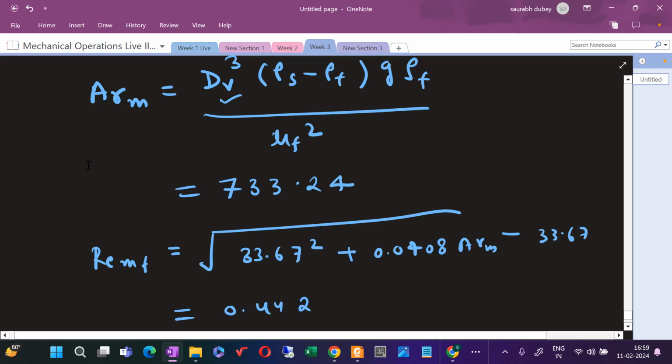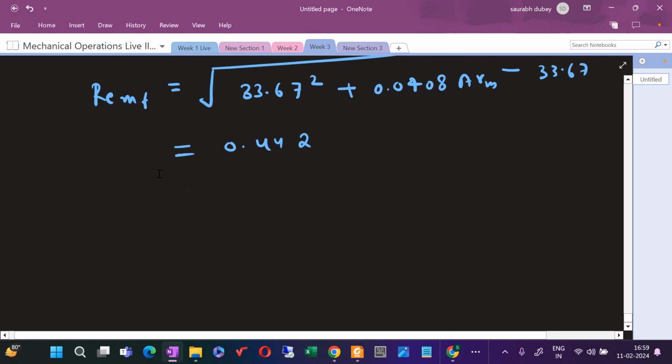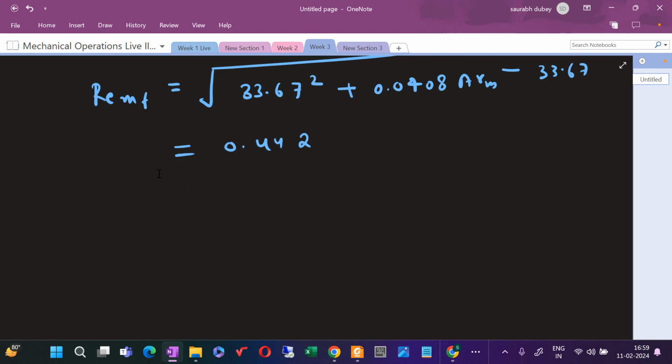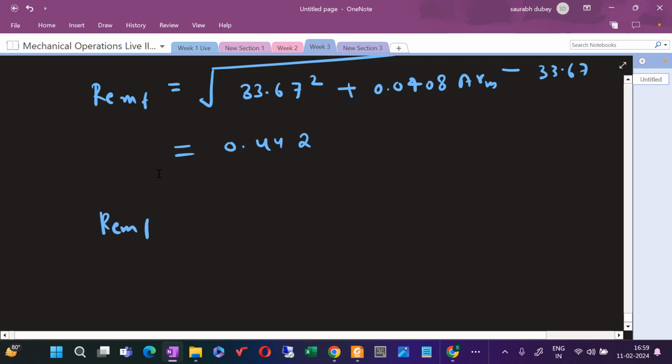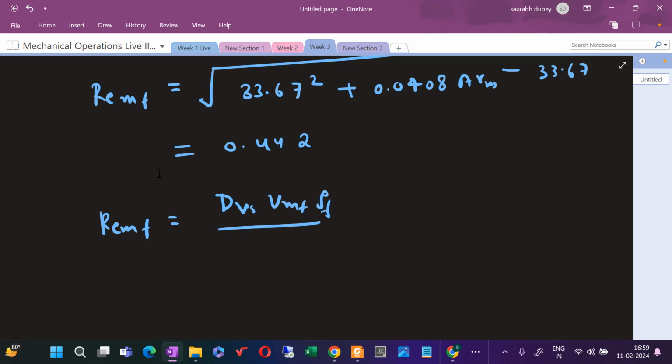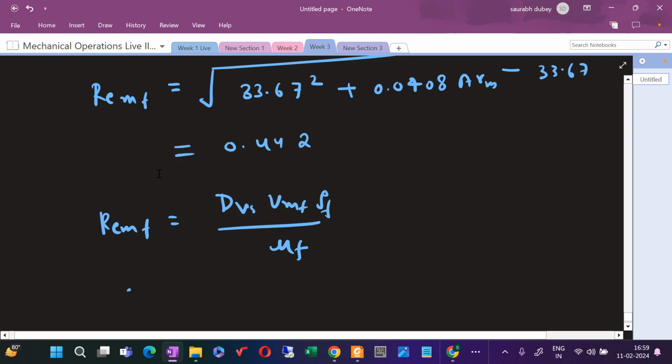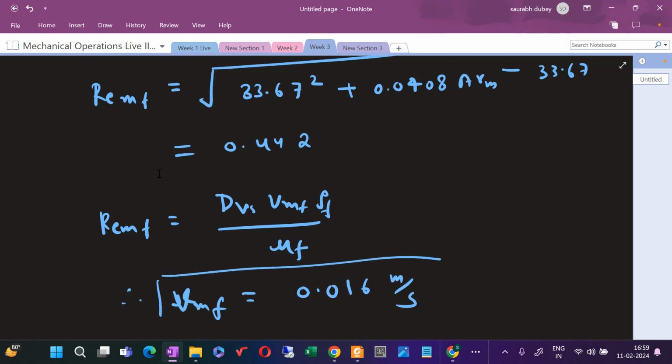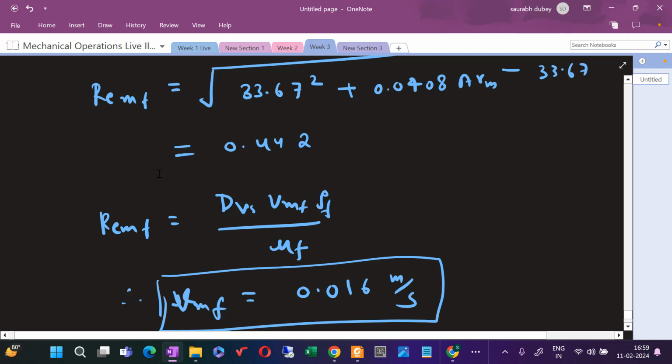So which is VT less than 1, so 0.1, that is less than 1 anyway. So this Re_mf is d V_mf rho_f divided by mu_f. From here, V_mf equals 0.016 meter per second. So the minimum fluidization velocity you have calculated.